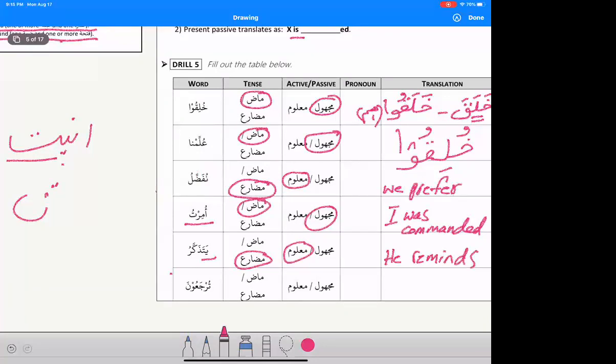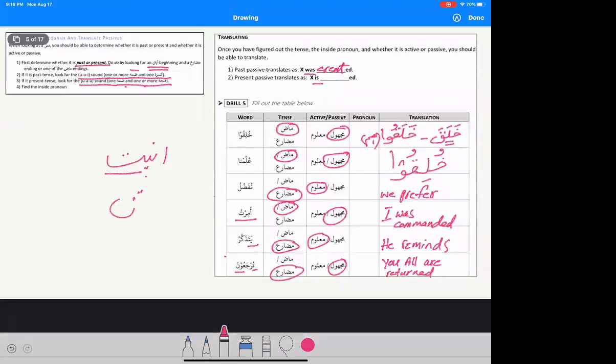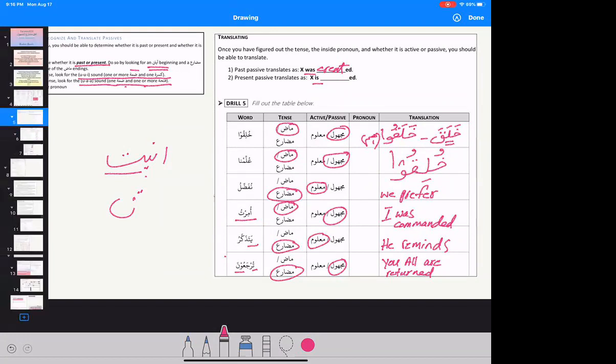Okay, turja'una. Now the ta beginning and una ending is telling me that this is mudari'a, present tense. And now I need to hear the sounds u and a. I don't see u and e, right? So u and a is a perfect match for our majhul. So turja'una, you all are returned, or going to be returned. Okay, so this is how you can look at present and differentiate present and past.